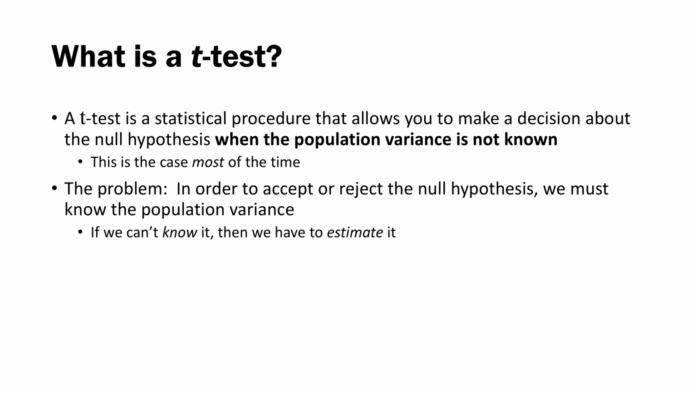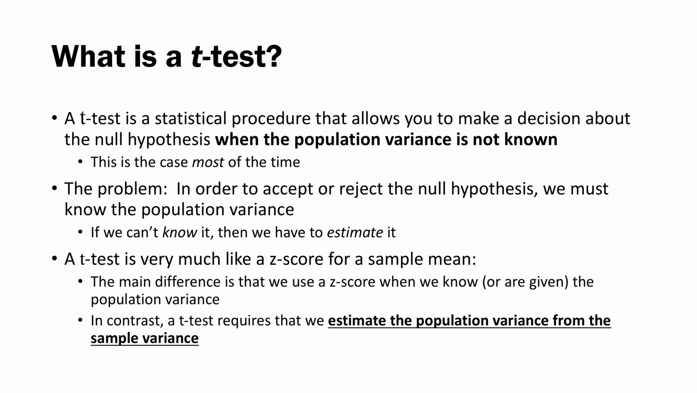So the overall problem here is that in order to accept or reject the null hypothesis, we must know the population variance, and if we can't know it, then we have to estimate it. And so as a result, a t-test is very much like a z-score for a sample mean if you recall back to your undergraduate days. And maybe you didn't take statistics as an undergraduate, so don't worry too much if you don't know what a z-score for a sample mean is.